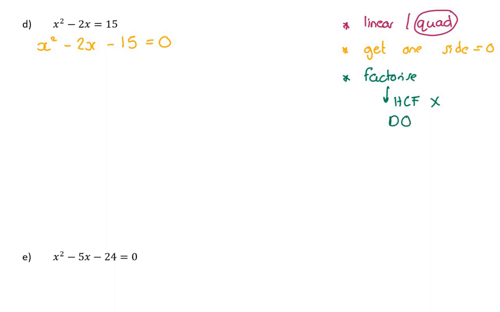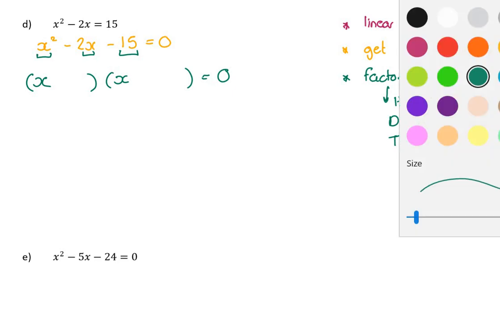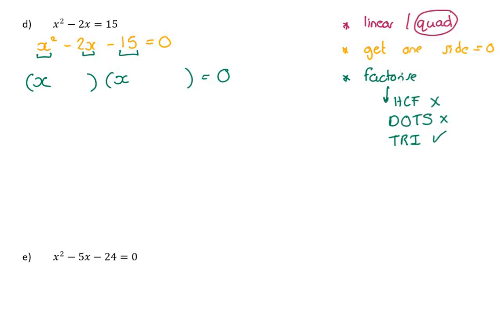I then ask myself, is it a dots? Well, it's 3 terms, so it can't be a dots. Is it a trinomial? Well, it's 3 terms. Does it fit the pattern? There's an x squared, there's an x, and then a number. This very much looks like the pattern of a trinomial. So what multiplied by x by itself gives you x squared? That'll be x times x. Okay, now we haven't done trinomial factorizing in a while, so let's remind ourselves what the steps are for that.